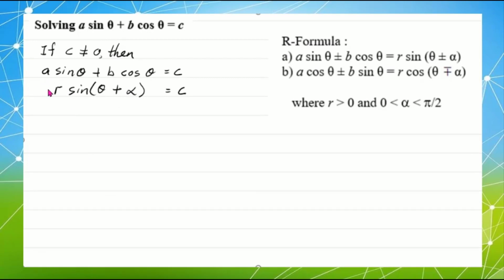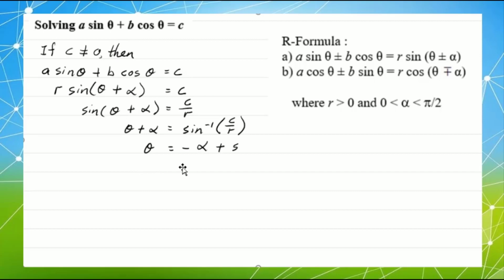Now after we have changed the expression a sine theta plus b cos theta into the correct R formula, we can solve the equation. First, we shift R to the right hand side, and it becomes sine of theta plus alpha equals c over R. Then theta plus alpha is equal to arcsine of c over R. Then finally, we are able to find that theta is equal to negative alpha plus arcsine of c over R.